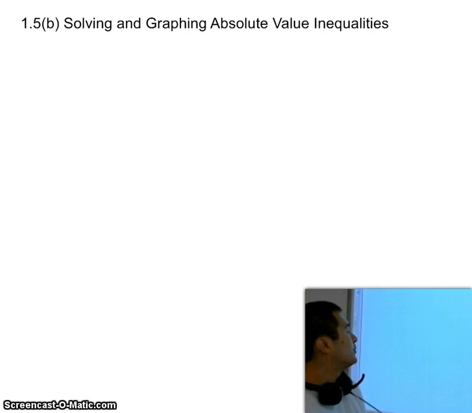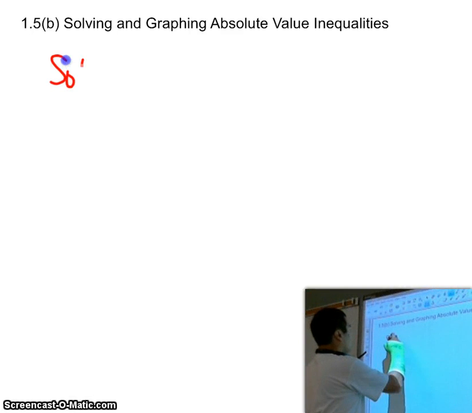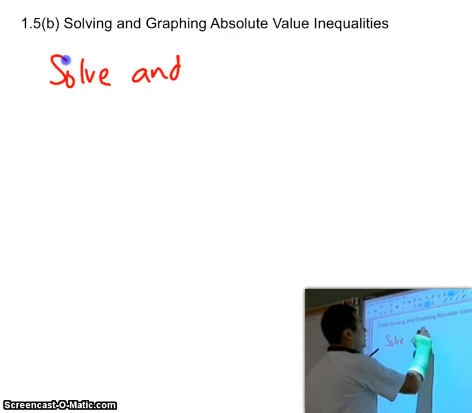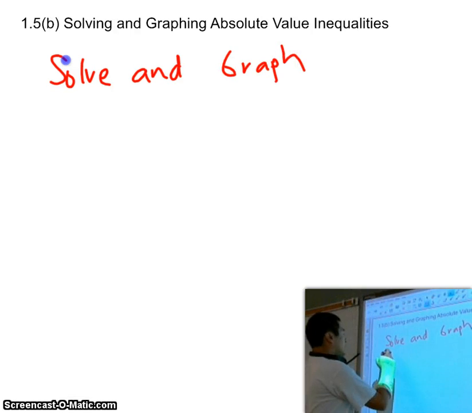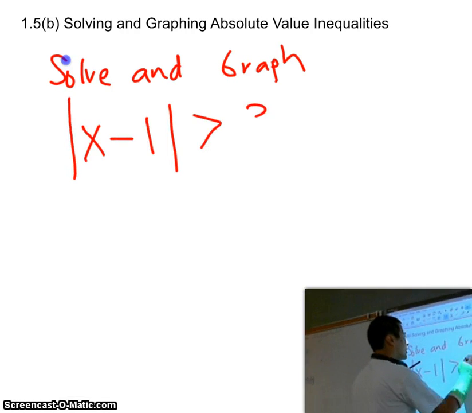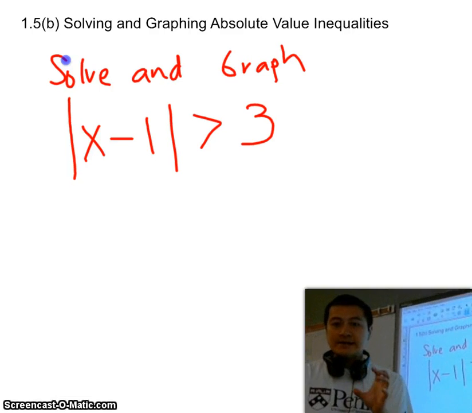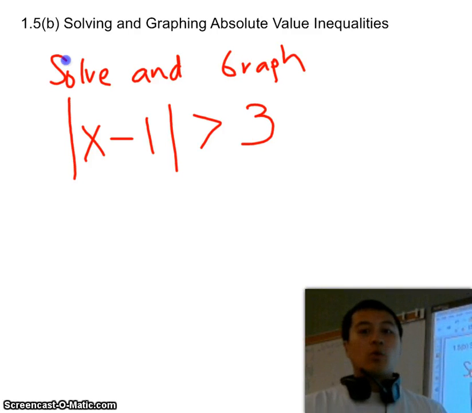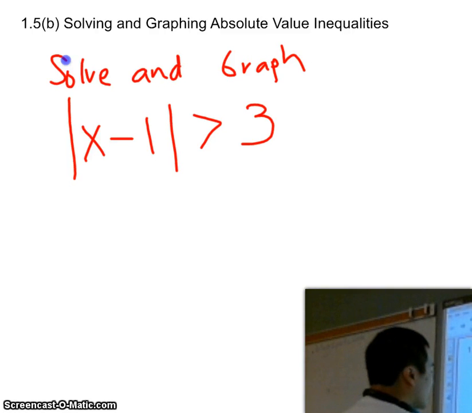So let's take a look at our board. Solve and graph. I'm going to give you an inequality with absolute value: the absolute value of x minus 1 is greater than 3. Similar to the equal sign, we have to write two equations. Remember, absolute value still means distance, but now it means distance greater than 3. So where is that distance greater than 3? Take a look. I'm going to write two equations. The first equation will look like this.